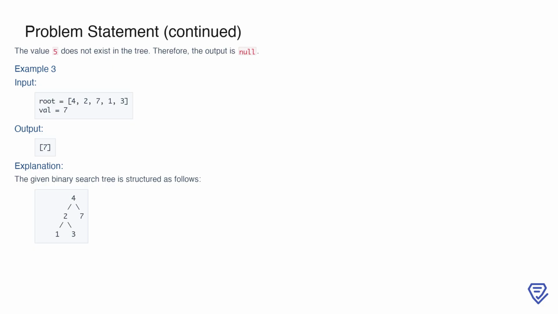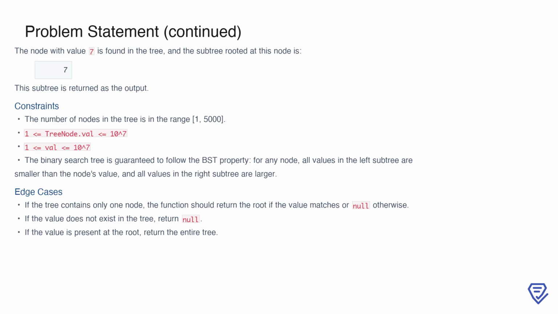The constraints for this problem specify that the tree can have between 1 and 5,000 nodes, and the values of the nodes and the target value will be integers in the range of 1 to 10 million. The tree is guaranteed to follow the binary search tree property, meaning all values in the left subtree of a node are smaller, and all values in the right subtree are larger.